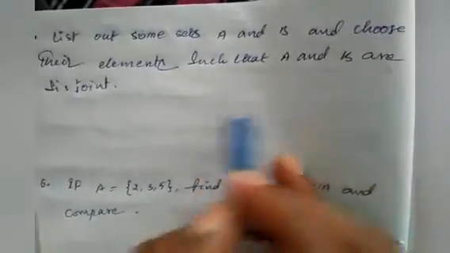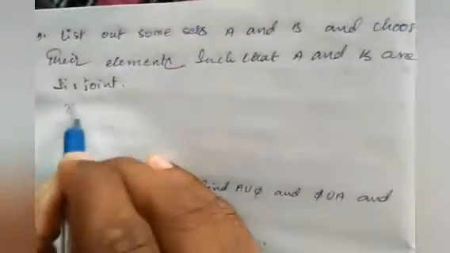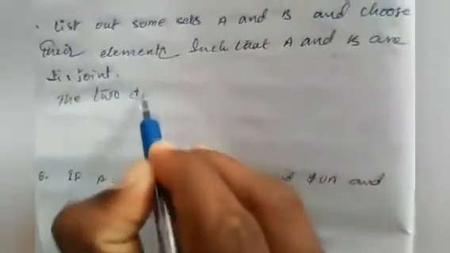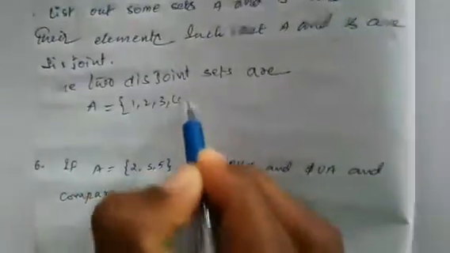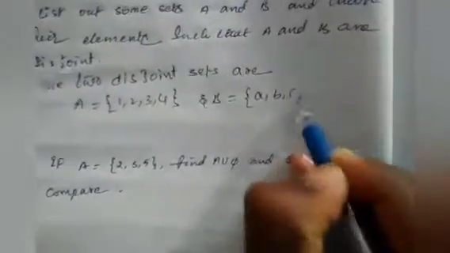Next question. List out some sets A and B and choose their elements such that A and B are disjoint. So the two disjoint sets are... disjoint అంటే no connection. Disjoint sets are A is equal to set of 1, 2, 3, 4 and B is equal to set of a, b, c, d. See, the elements present in A and the elements present in B are all different. That's why these are disjoint sets.